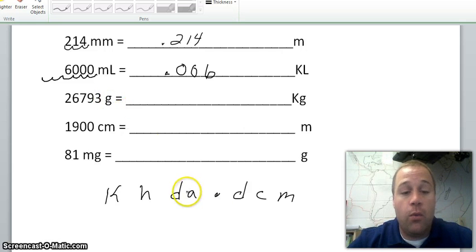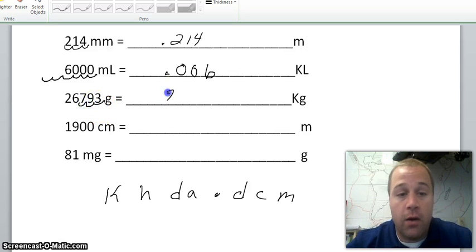Next one to go from grams to kilograms. Grams is the base unit, so we're going 1, 2, 3 to the left. So we go 1, 2, 3 to the left, and that makes it 26.793. Centimeters to meters. Centimeters is C. Meters is the dot, so 2 to the left. So up here, 2 to the left, and that just leaves us with 19.